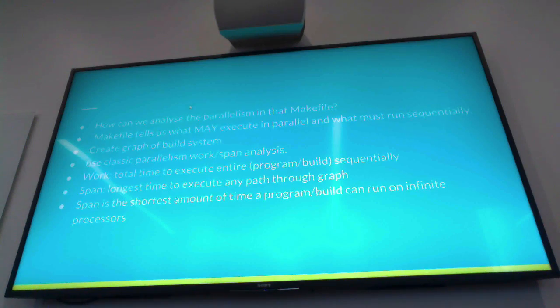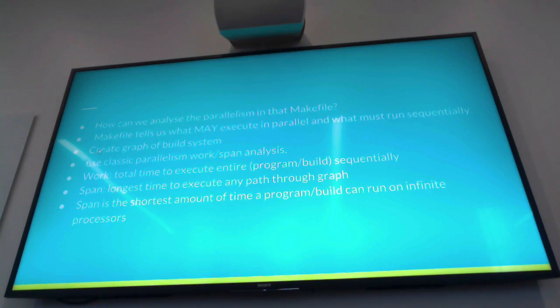Okay, so how can we analyze the parallelism in this makefile? So make tells us what can execute in parallel because it was listed as a dependency for the target, which means we can do those things at the same time. And it says what must run sequentially because we would have listed those things as recipes, which means they must happen in the order that the developer specifies.